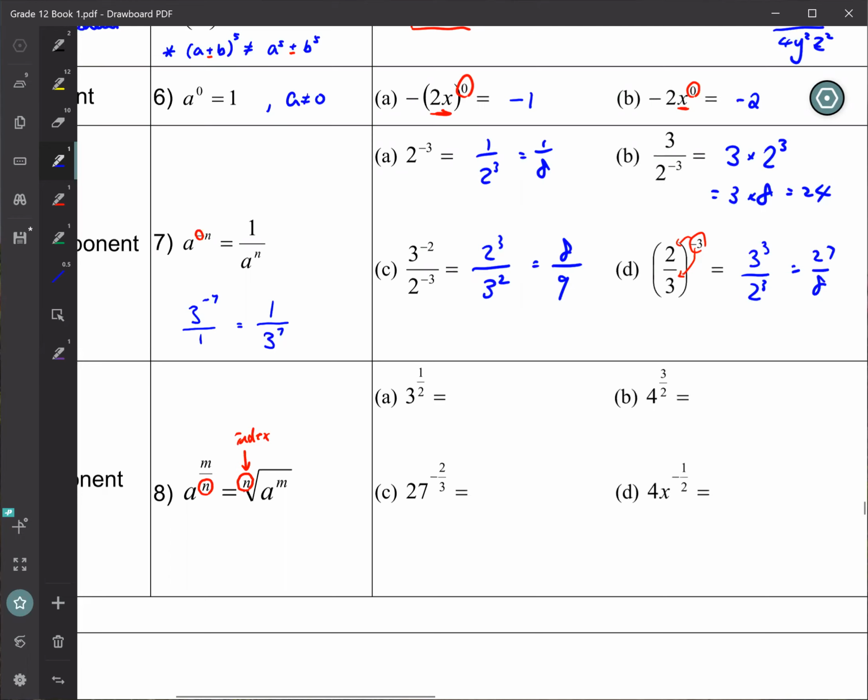Okay, so let's look at question A. Iray, what do you have for question A? Square root of 3. Yep, okay, so this one, nothing much to do, right? So the denominator is 2, so that's a square root. And Donna, what about B? Square root of 4 with exponent 3.